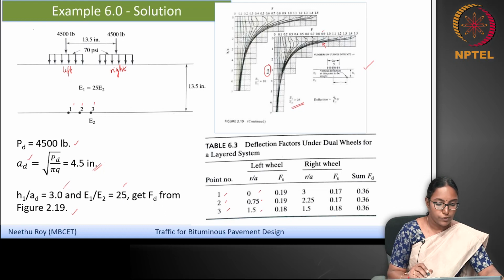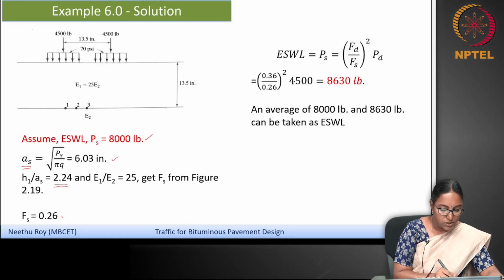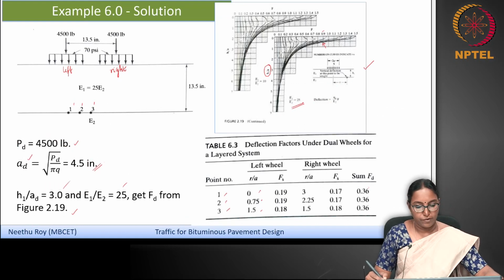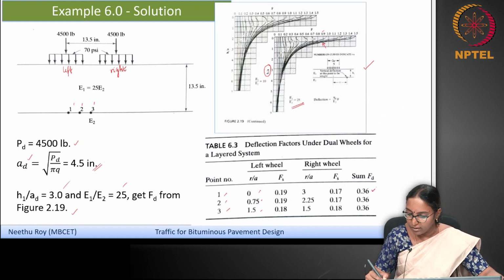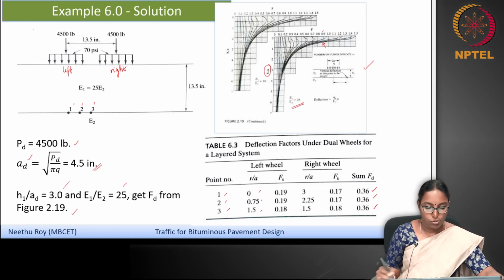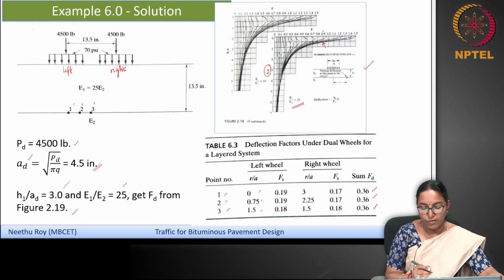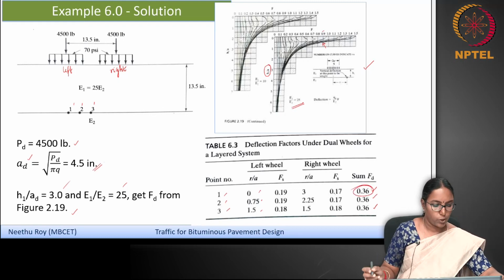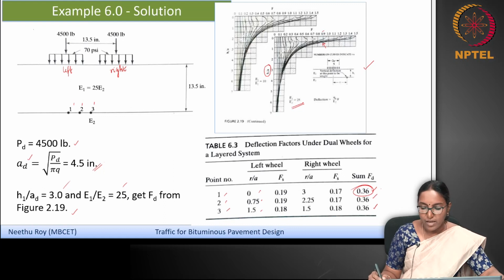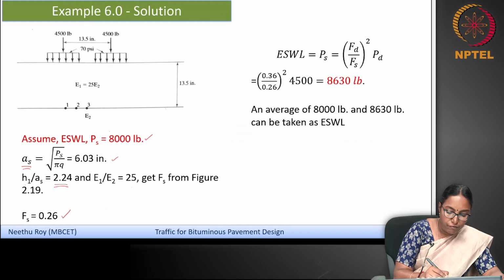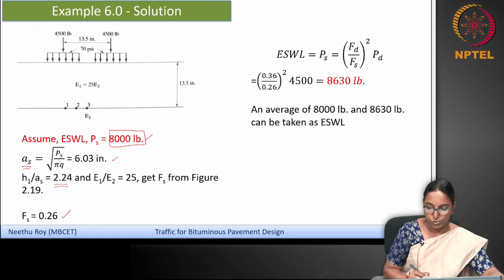So the FS value for the single wheel is noted from the chart as 0.26, whereas for the dual wheel, you summed for the left wheel and the right wheel and you got 0.36, 0.36 and 0.36 for all the 3 points. So the deflection values are the same for all the 3 points. So the maximum is 0.36 of course. So FD for the dual wheel assembly is 0.36, and Fs for the assumed equivalent single wheel load of 8000 is 0.26.